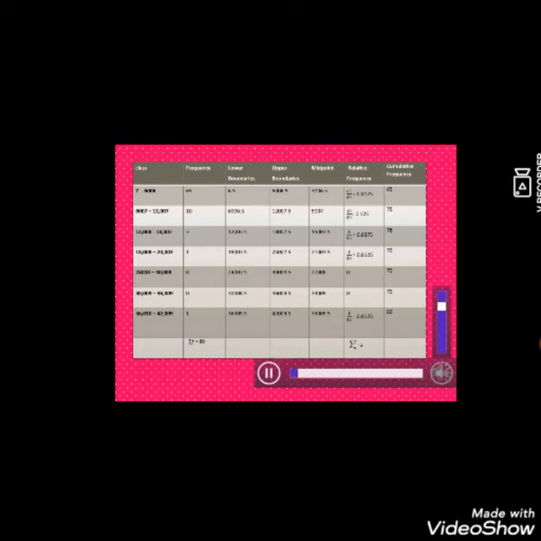We use the class interval to arrange the classes. By arranging the classes, we identify the frequency, lower boundary, upper boundary, midpoint, relative frequency, and also cumulative frequency. The total frequency of this data is 80. The total relative frequency is also 1. And the total cumulative frequency is also 80.